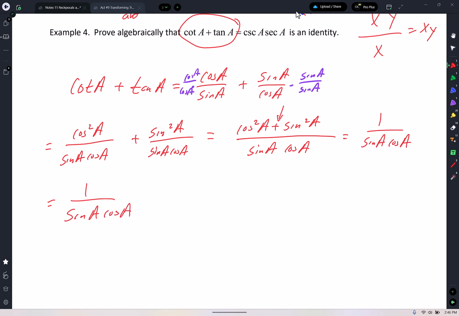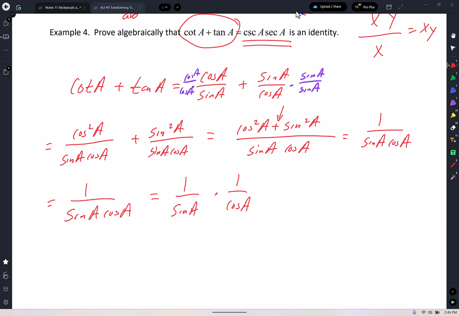I have this. How is this cosecant A secant A? Look, guys, you can just expand it. Yeah, they're reciprocals. You can do this. Look, 1 over sine A times 1 over cosine A. Isn't that the same as what I have on the left?